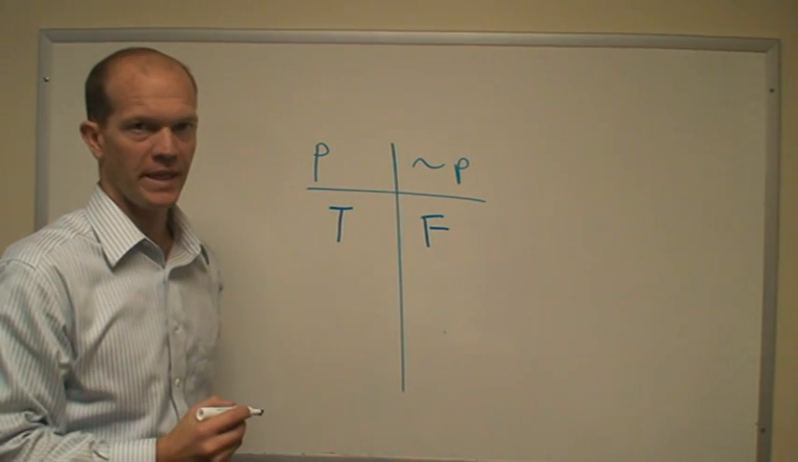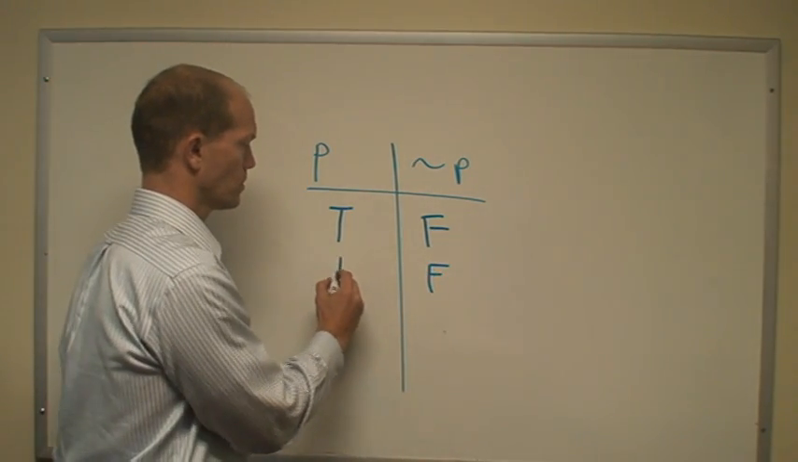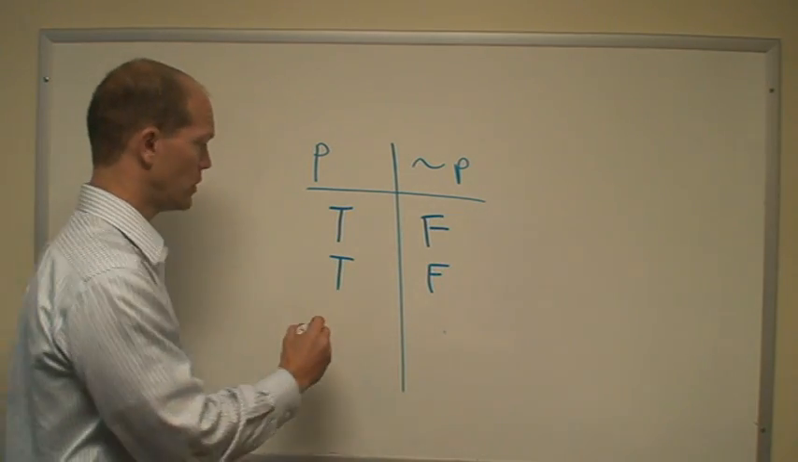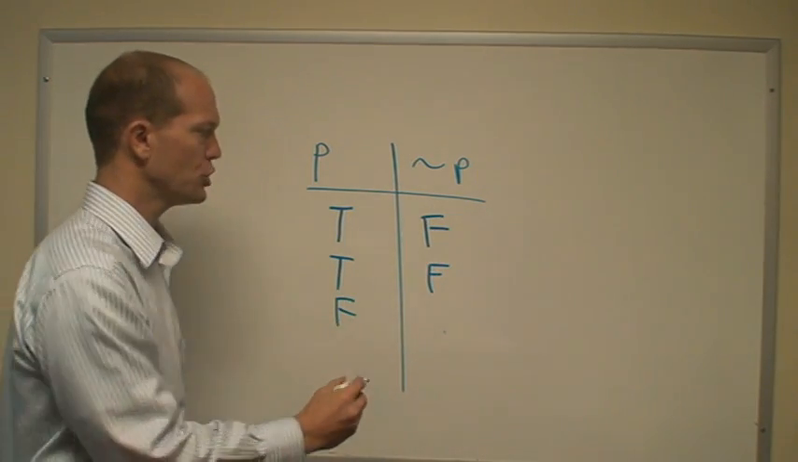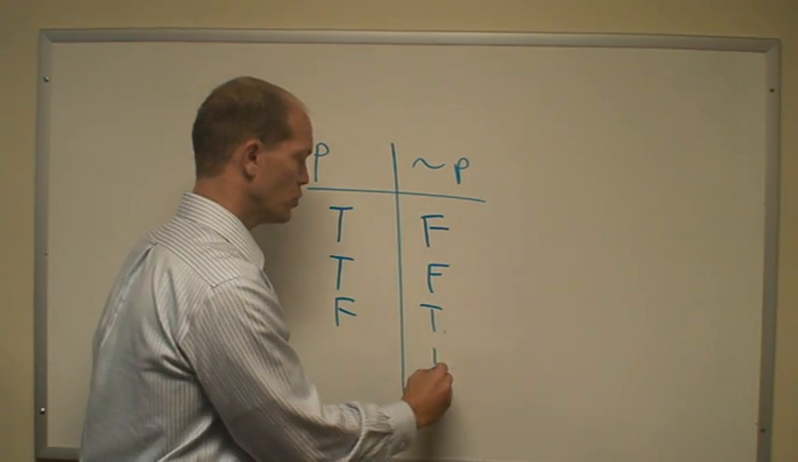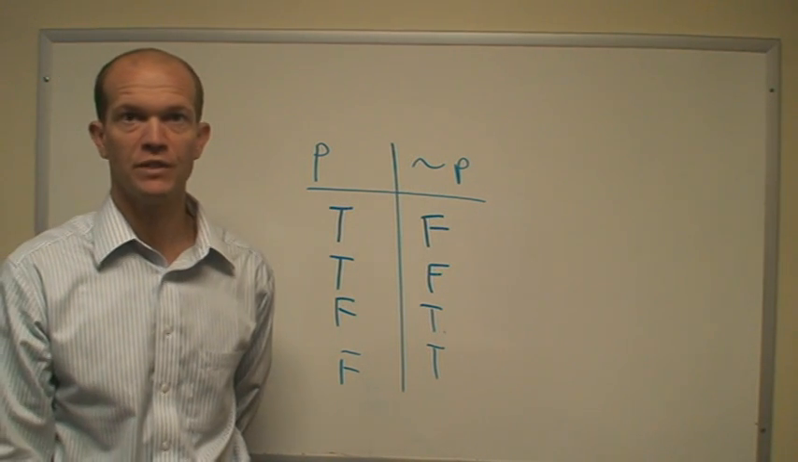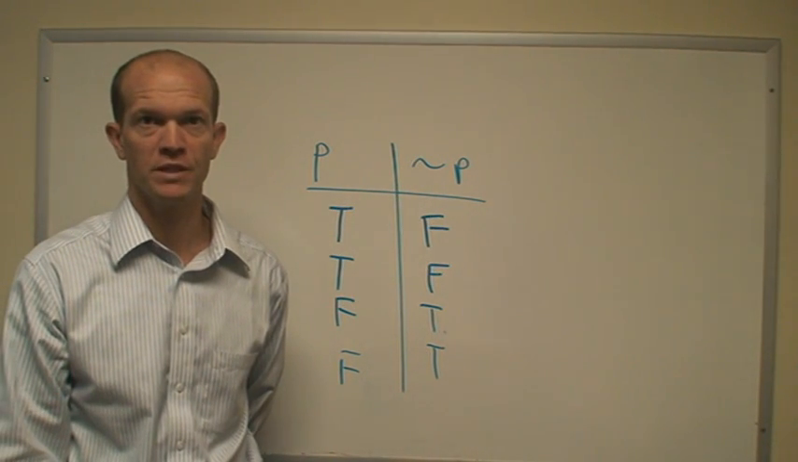When the negation of P is false, P is true. When P is false, the negation is true. When the negation is true, P is false. Each of these four things must be true for the negation of a statement.